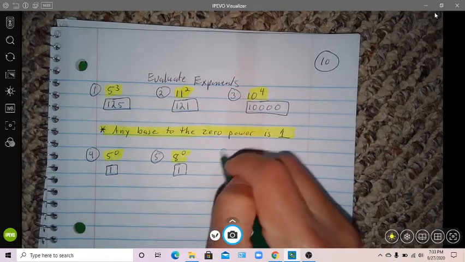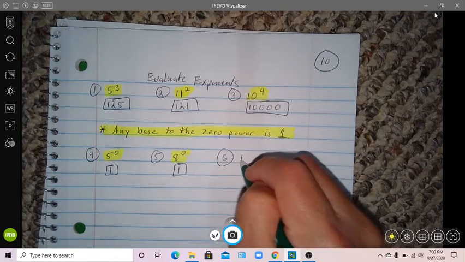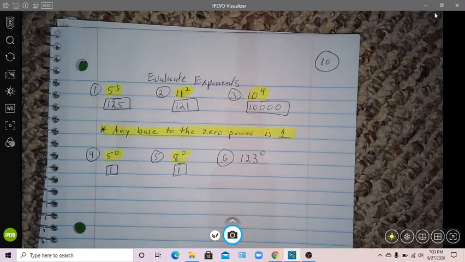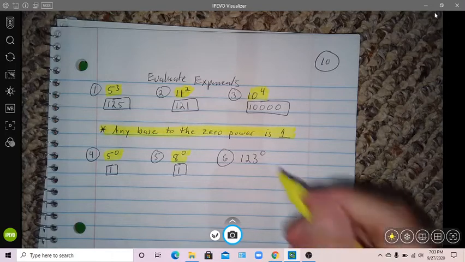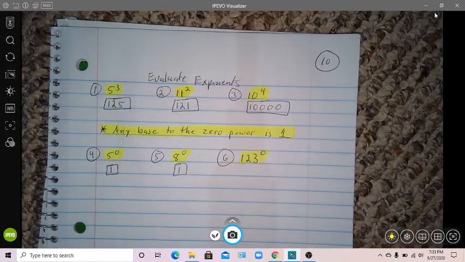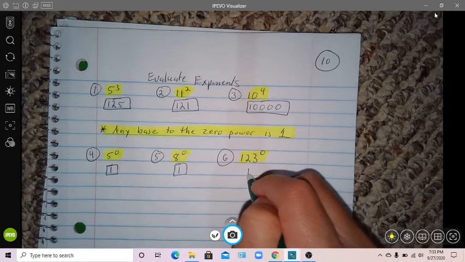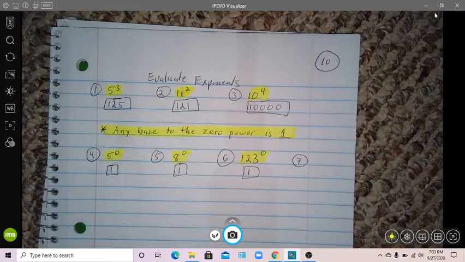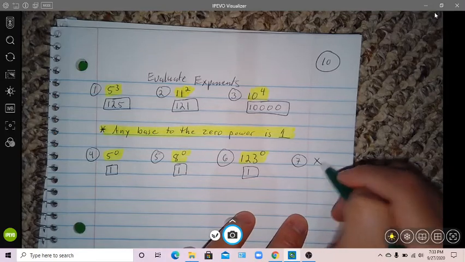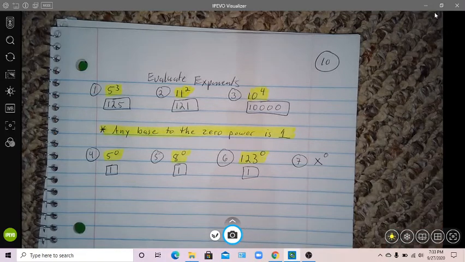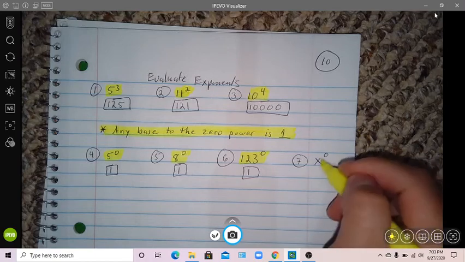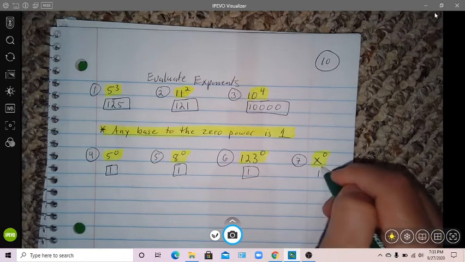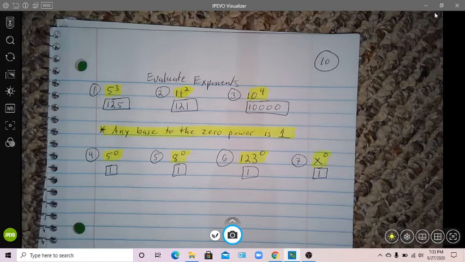Okay. Number 6 could be a big number, 123 to the 0 power. Okay. Any base to the 0 power is 1. It might even give you a variable, x to the 0 power. What would x to the 0 power be? Doesn't matter. Anything to the 0 power is 1. Okay, you would type in 1 as your answer.